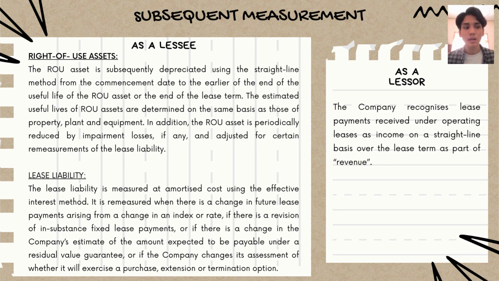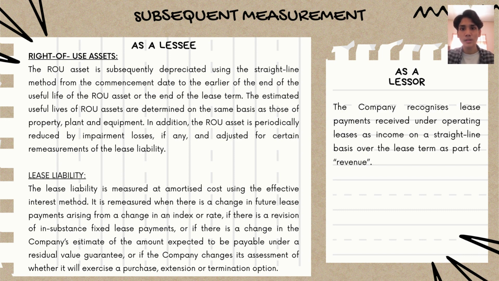Next, lease liability. The lease liability is measured at amortized cost using the effective interest method. It is remeasured when there is a change in future lease payment arising from a change in an index or rate, if there is a revision of in substance fixed lease payment, or if there is a change in the company estimate of the amount expected to be payable under a residual value guarantee, or if the company changes its assessment of whether it will exercise a purchase, extension or termination option.